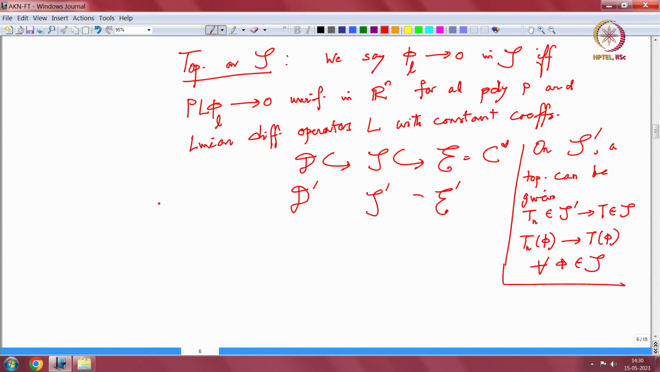With that you have this inclusion. So, you see, this is the distributions with compact support, and this one is distributions; these are called tempered distributions. This is all distributions.